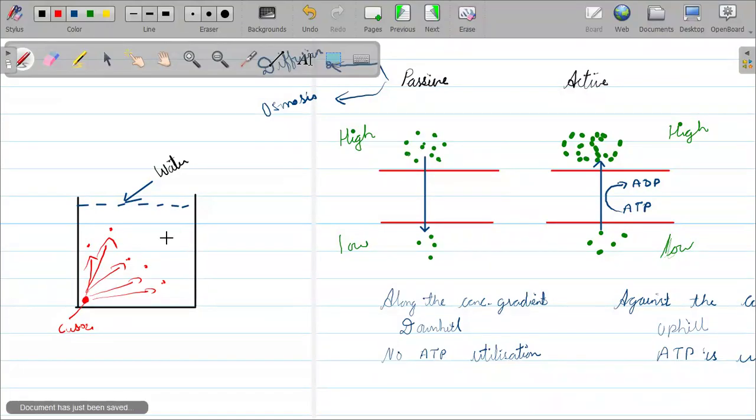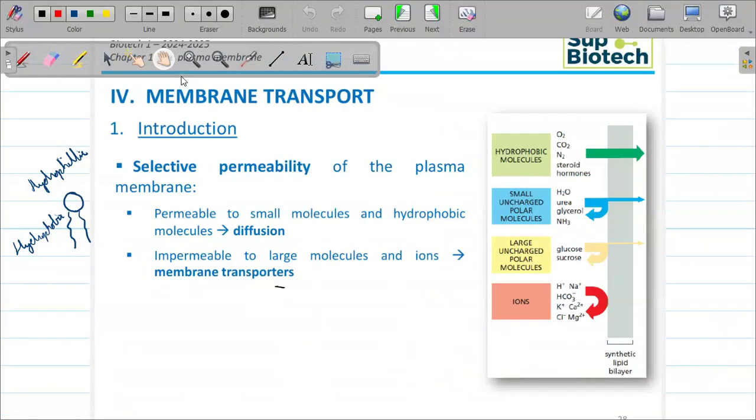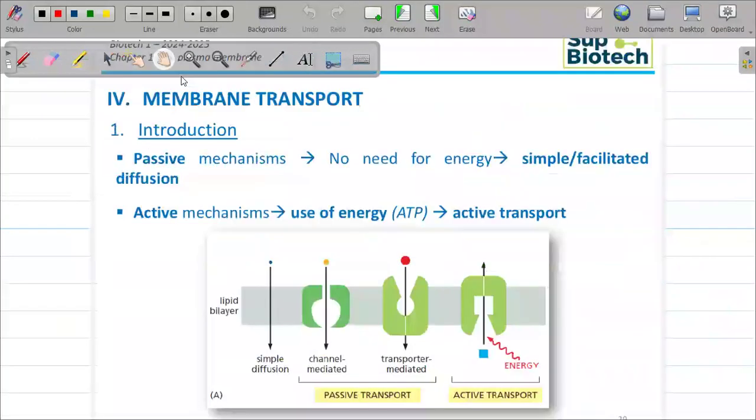Slowly, these molecules will be diffusing, from a region of higher concentration to a region of lower concentration of copper sulfate. This is called diffusion. Where some proteins are used, it is called facilitated. If no proteins are utilized, that is called general or basic diffusion. That is what I'm going to teach you here, how the diffusion of these molecules takes place.